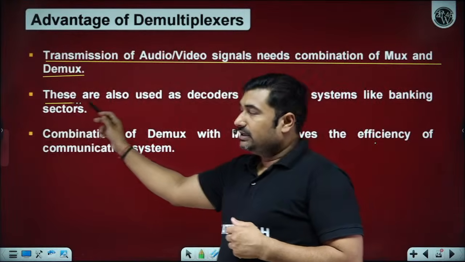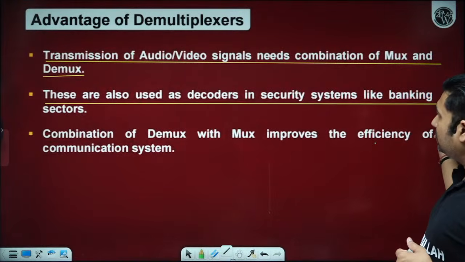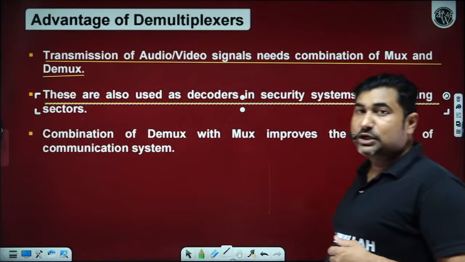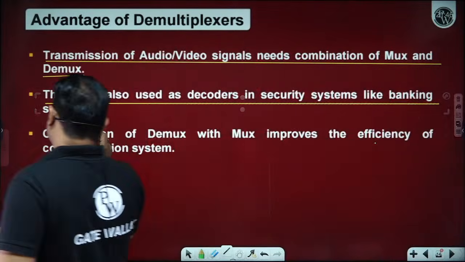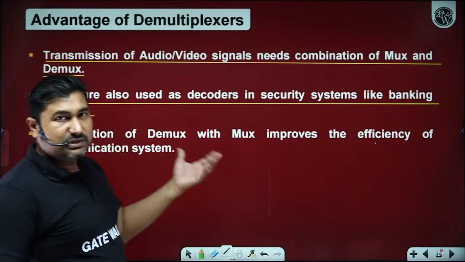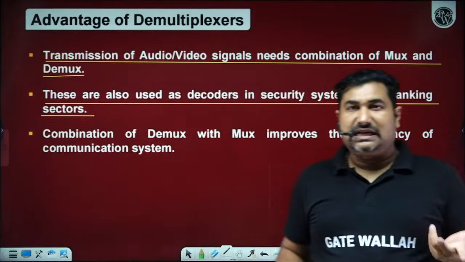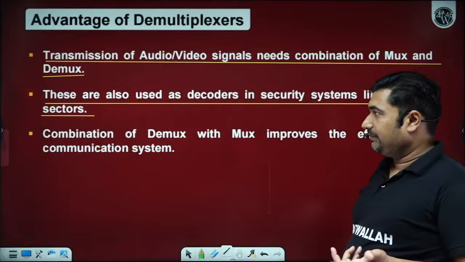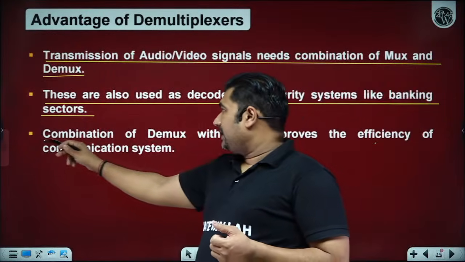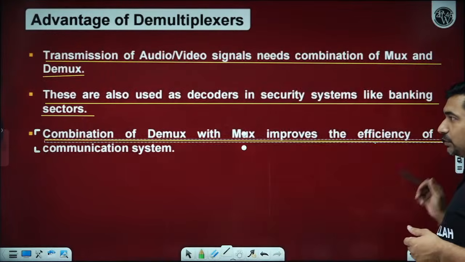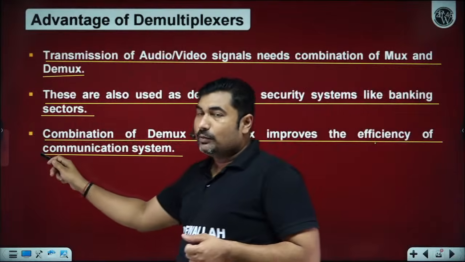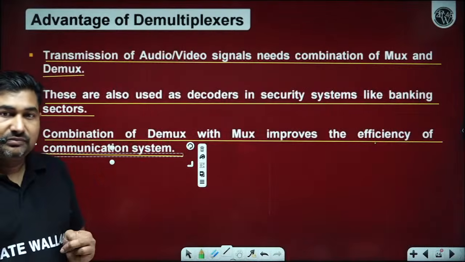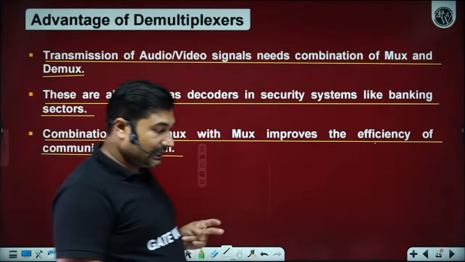Is it okay? These are also used as decoders in security systems like banking sectors. Mostly decoders are used, and decoders and demultiplexers are the same. Circuit-wise they are the same. Combination of demux with multiplexer improves the efficiency of the communication system. Is it okay? Great, sir.